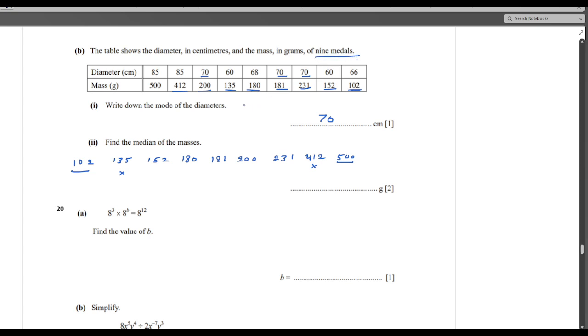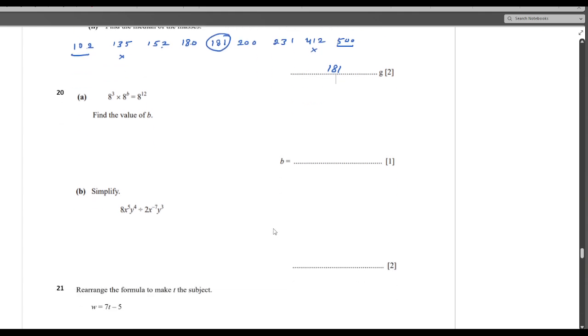So median is your 9 plus 1, that is 10 divided by 2, fifth value. So 1, 2, 3, 4, fifth. Your fifth value is 181. Your median is 181.